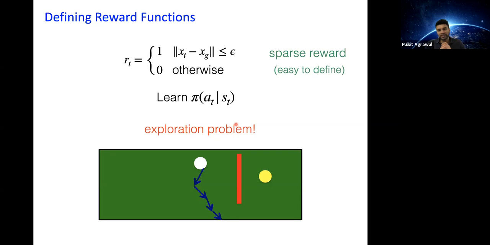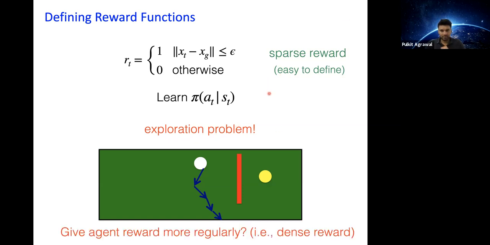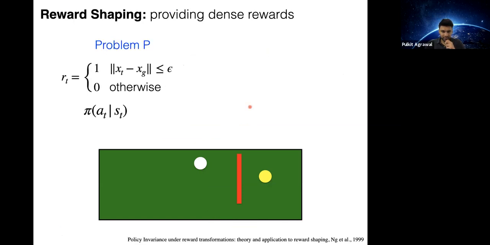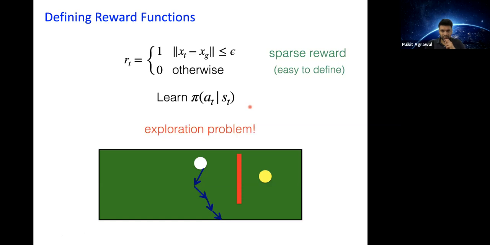Any questions on the sparse reward part? No? I guess I see one question. Can we give an add-on of -1 reward for every step the agent takes, making the reward more dense?